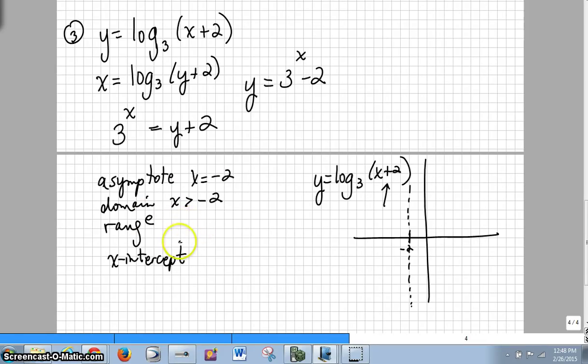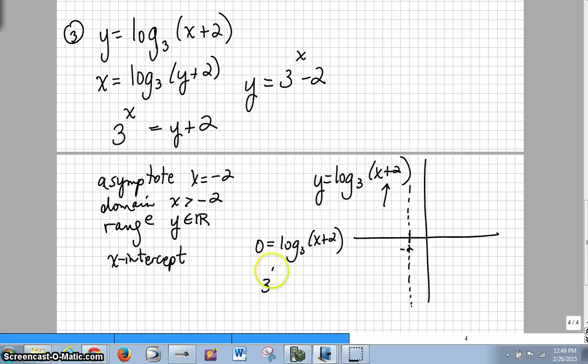And the range of all log functions, and this is just something you can go ahead and memorize, the range of all log functions is any real number. We'll always go forever up, forever down. And then lastly, we're going to find the x-intercept. The x-intercept is what we get when we make the y 0 and solve for x. So let's do that. I'm going to make the y 0 and solve for x.